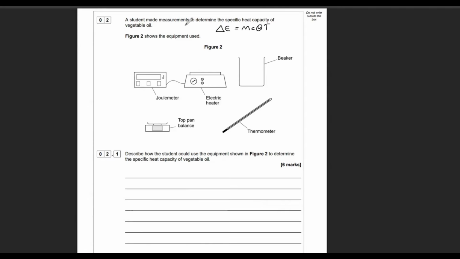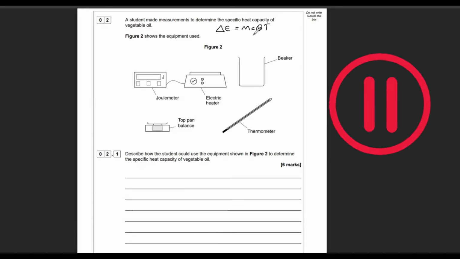So if I want to find out C, what would you do? What would you need to record? Explain how you would do it to find C. Okay. Pause the video, have a go.